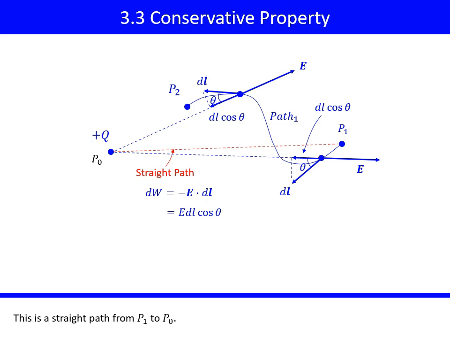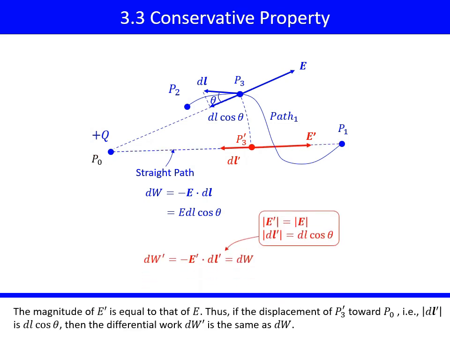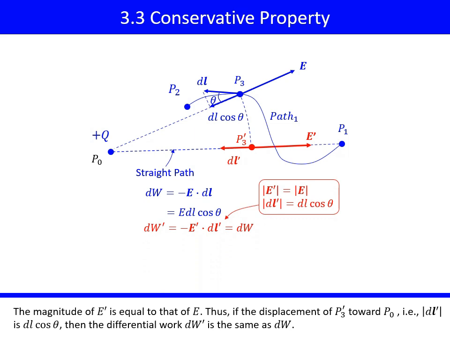This is a straight path from P1 to P0. P3 denotes this point. Point P3 is rotated around point P0 until it reaches the straight path. The magnitude of E' is equal to that of E. Thus, if the displacement of P3' toward P0, that is the magnitude of dl', is dl cosine theta, then the differential work dW' is the same as dW.